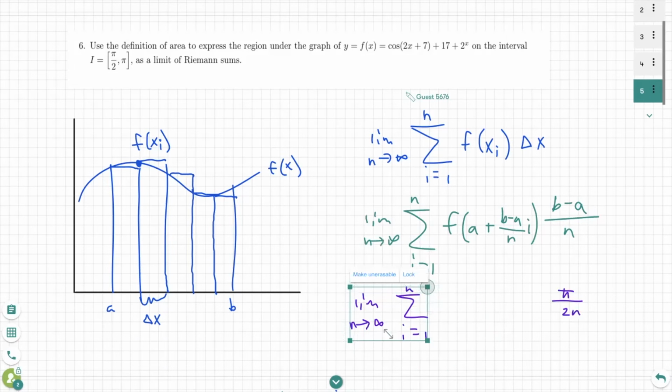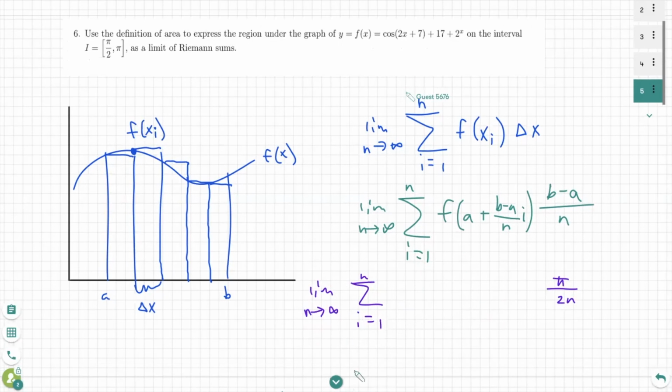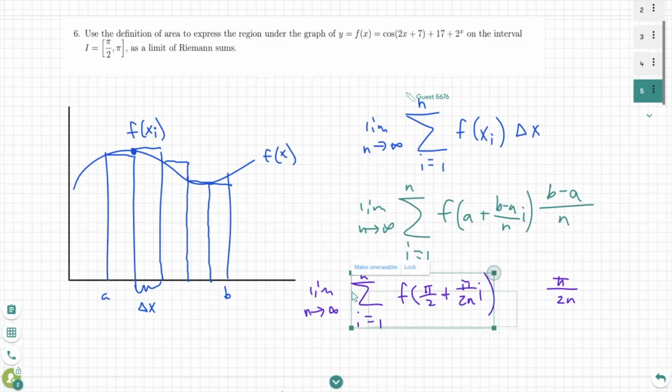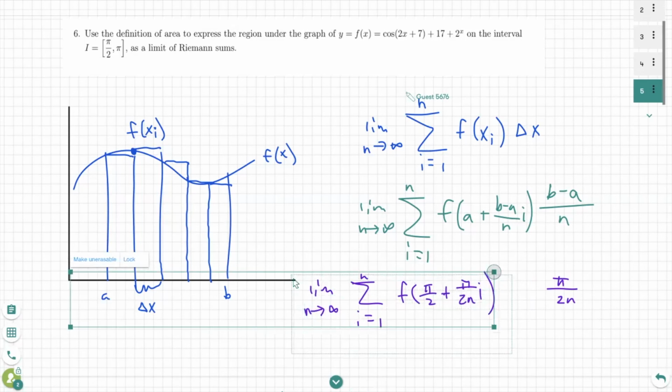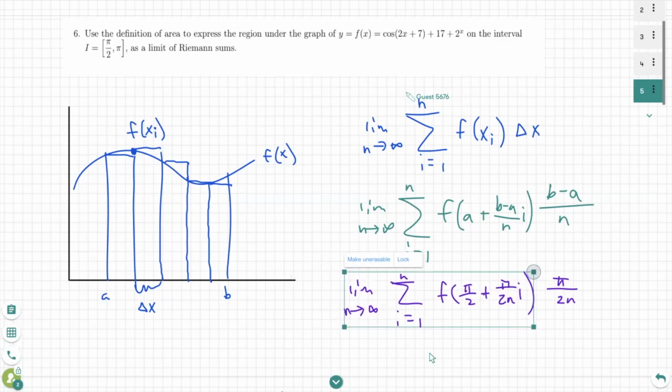But actually it would be f of pi over 2 plus pi over 2n times i. Wouldn't it be pi instead of pi over 2 for a? Oh, no, never mind. Pi over 2 plus pi over 2n times i. And then we'd have to figure out n, wouldn't we? Well, n's going to infinity.